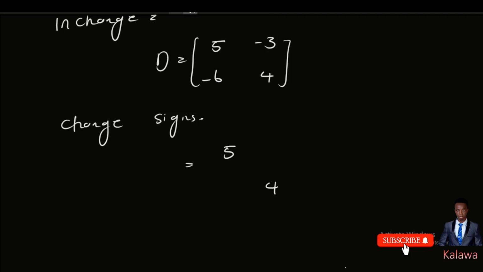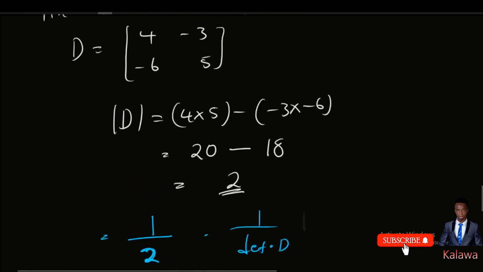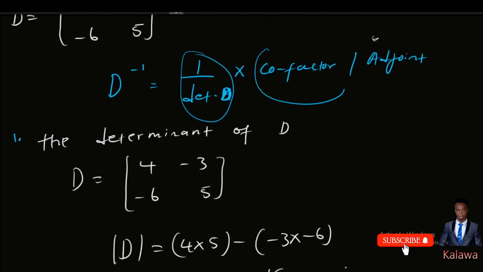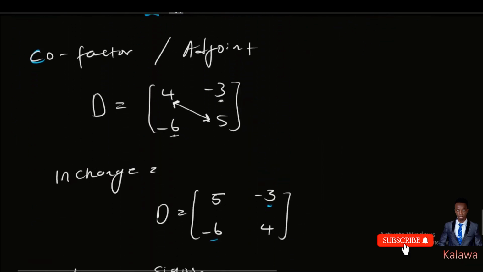So if we are going to change the sign now, this is going to be 3, because minus is there already. Minus is here, and this is minus. So if we change the sign, it's going to be positive. So this is going to be positive 3 and positive 6. So we have dealt with that. So this is now the cofactor. So we have now determined the cofactor.